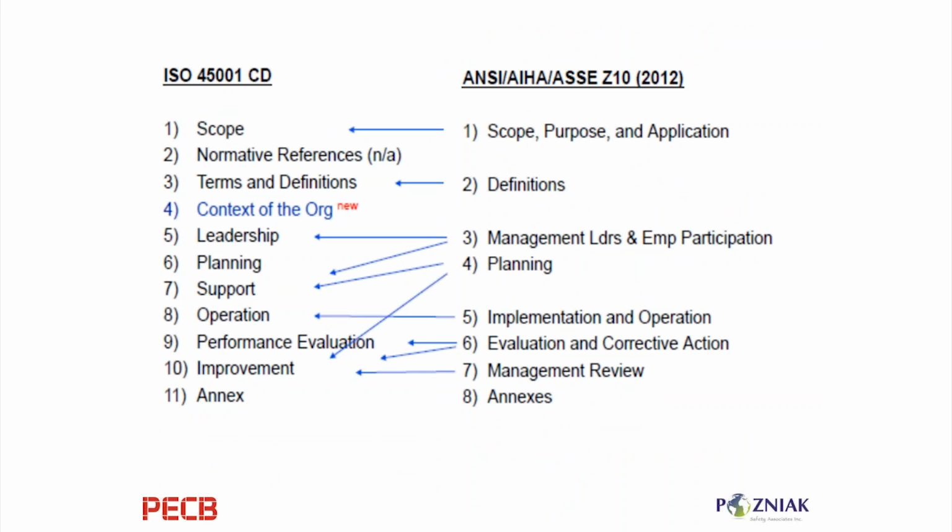Here's just comparing the ANSI Z10 to the components of the 45,001. Just want to bring your attention to the number 4, context of the organization, which is a real new concept when you compare it against many of the safety management systems that are already out there, that they sometimes talk about it within some of the other elements, but not highlight it to the point that 45,001 says that you need to look at the context of the management systems that exist in your organization. Otherwise, you'll not truly implement a great system that will get the results that we need.